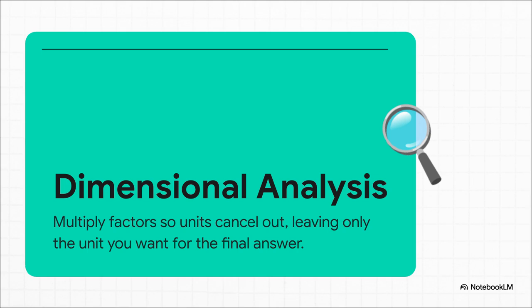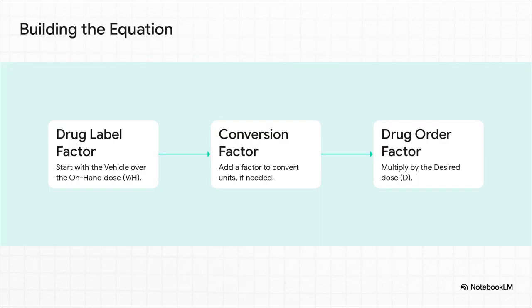You set up a long multiplication problem with a bunch of fractions, but you arrange them in a very clever way so that all the units you don't want, like milligrams and grams, cancel each other out, leaving you with only the unit you do want in the final answer. It's like a self-checking system. It's beautiful. So how do you build one of these equations?